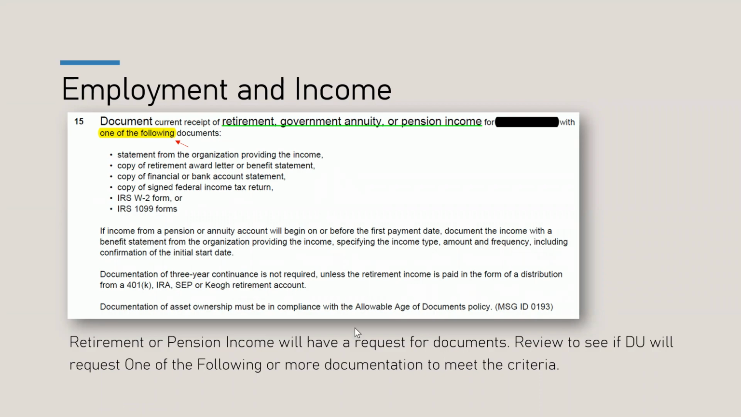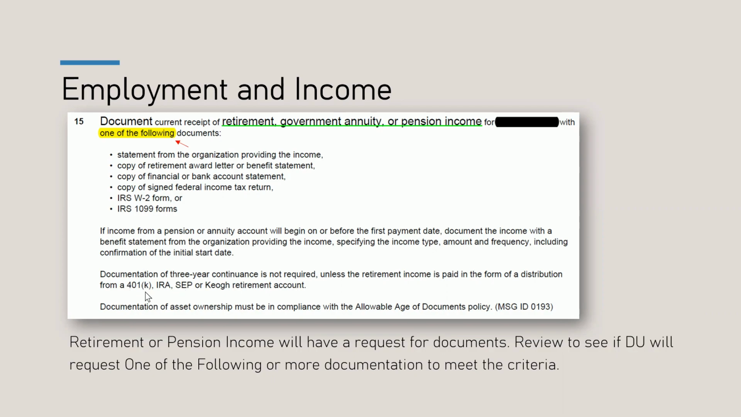Majority of the time with retirement and pension, what we do in underwriting is we'll double check for you if the retirement account that they have meets the criteria, but a lot of the time it's going to be a different type of retirement account where we need it. I've rarely seen us request a 3-year continuance on a pension, but just keep that in mind. You do want to make sure that if it is asking for that 3-year continuance, you try to find some way to document that. Now, it does say it's not required unless the retirement is coming from a 401k, IRA, or a SEP. So do keep that in mind.